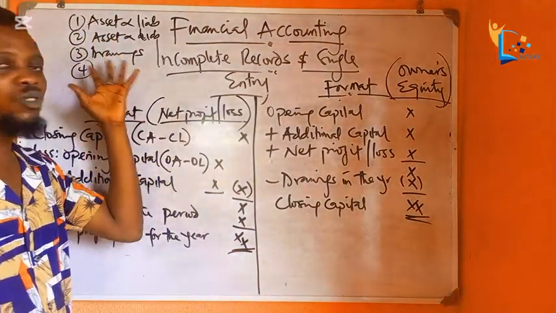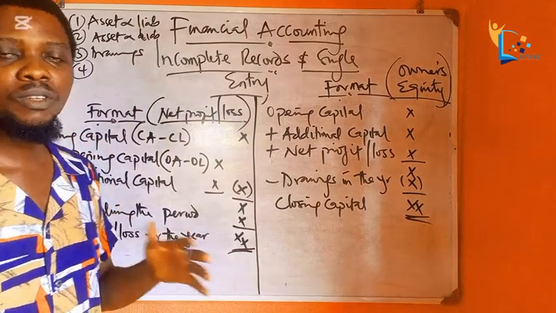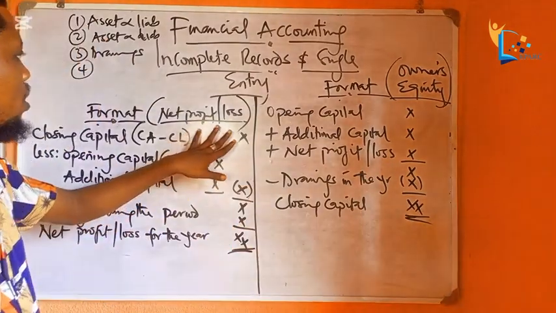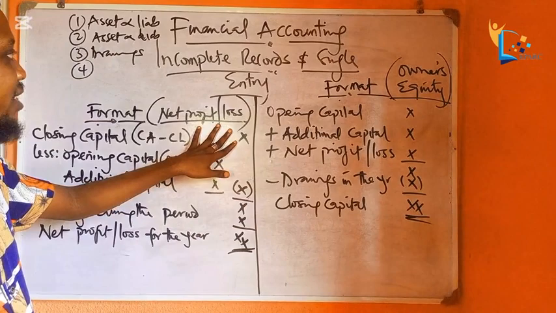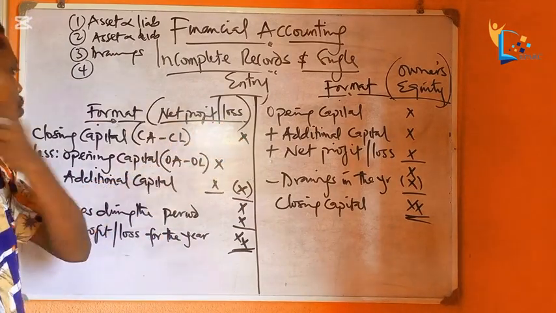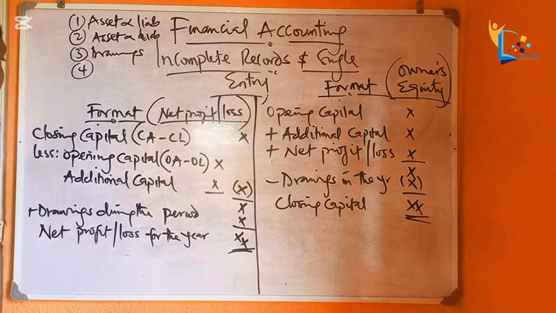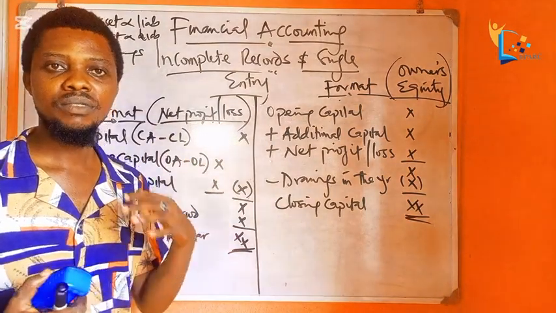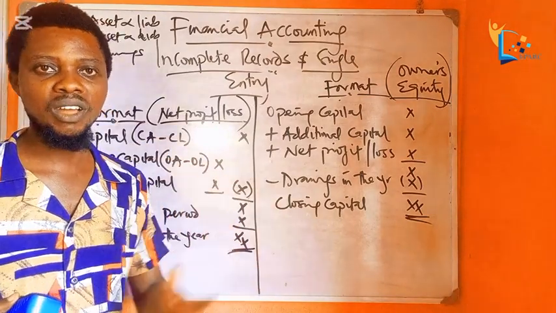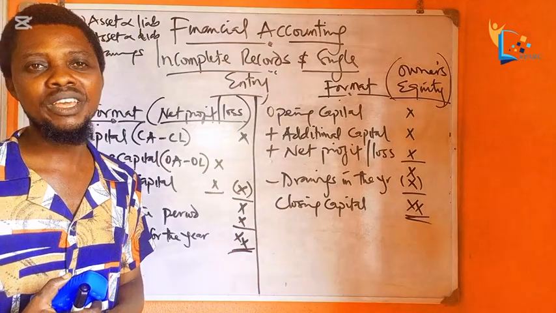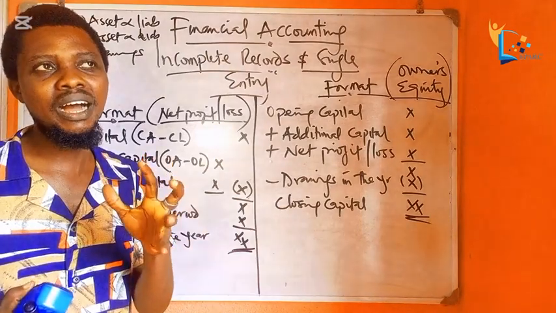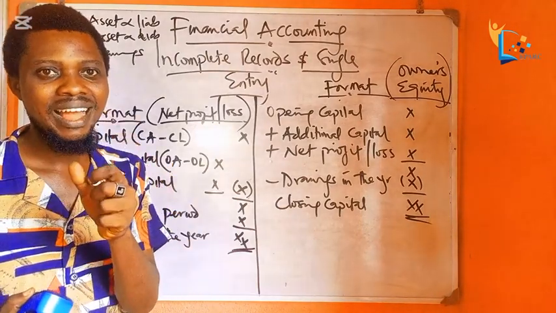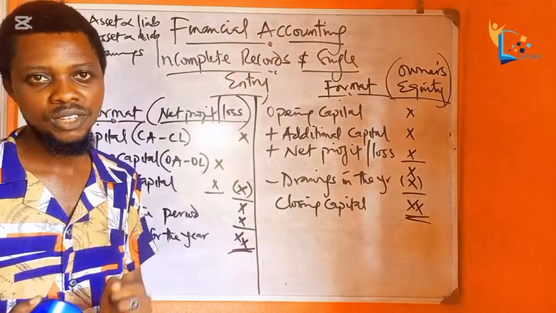So when you have that information ready, it will help you to ascertain what we call the net profit or net loss. And how do you ascertain the net profit or net loss? Now this class is going to be part one. Then in part two, we are going to solve a practical question to see how we are able to manage an incomplete record.